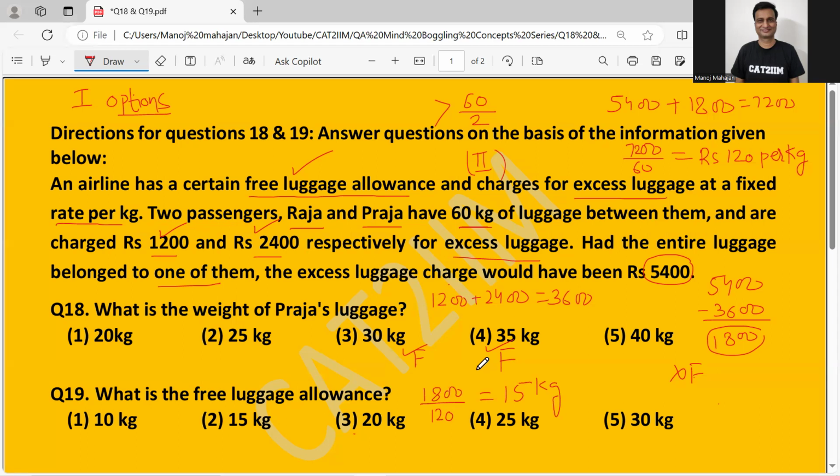Now, if you want to find out Praja's luggage, Praja paid for excess luggage 2,400. So for 2,400 at the rate of what? 120. So can I get 20 kg? That is apart from the free luggage weight. So the total weight with Praja would have been 20 plus 15. That is nothing but 35. So again, I have assumed this to be a theta question, the second approach. So we are going to fill in 35.